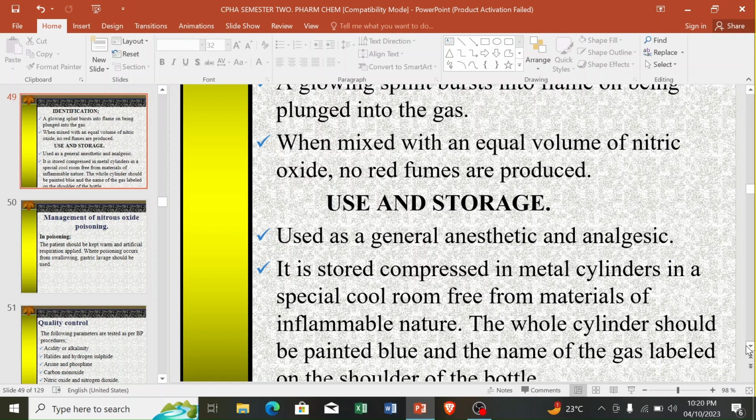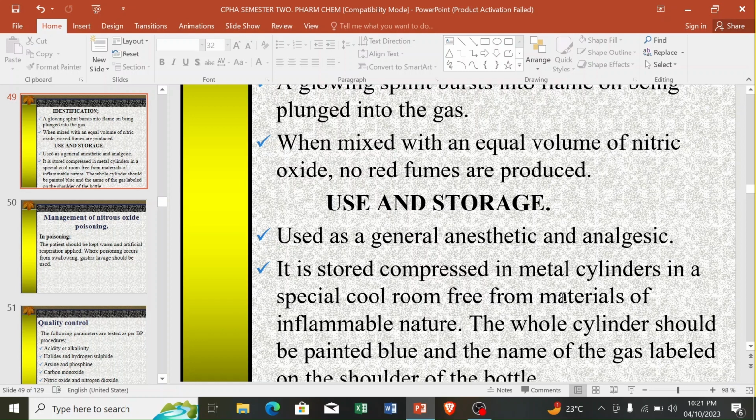So majorly we use it for general anesthesia, and then it has an analgesic property. Analgesic is another word for painkiller. So we can use it as a painkiller, but don't go and get this for your patients. You find it is compounded with something else, or added in something else, not necessarily as a gas. So you need to put that in mind.